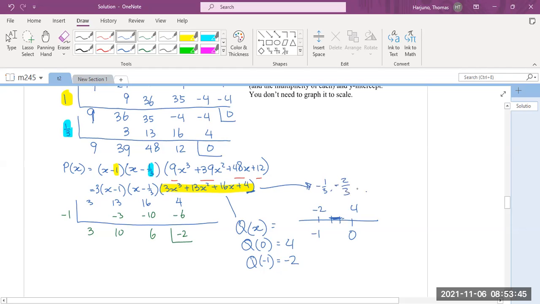Negative 1/3 or negative 2/3, right? Let's try either one of them. We know negative 1 is not right, but even though it is not a 0, it does give us a glimpse of the possible zeros in between.